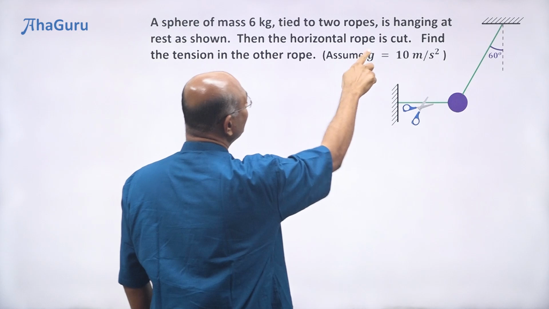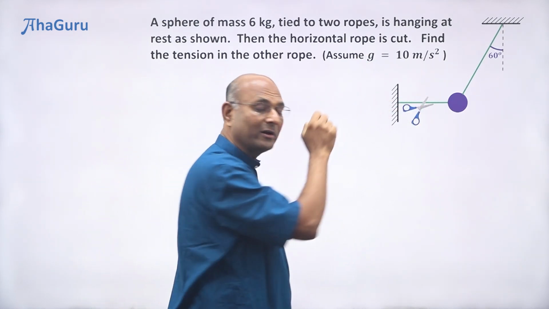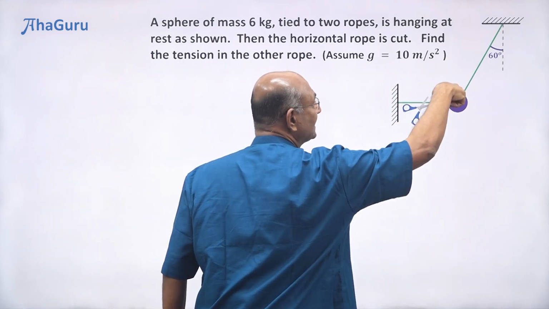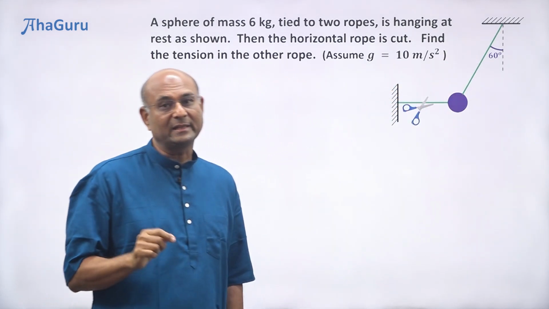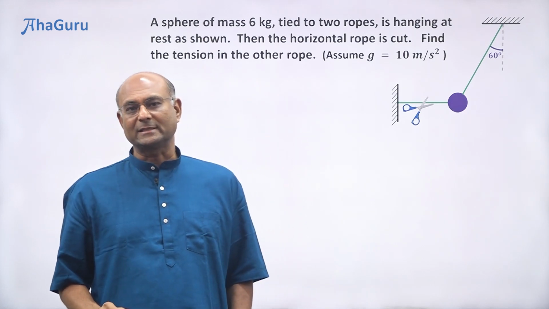Then the horizontal rope is cut. So we're going to use scissors to cut this horizontal rope. Find the tension in the other rope. So we want to find the tension in that rope. And we have been told to take g as 10 meters per second square.